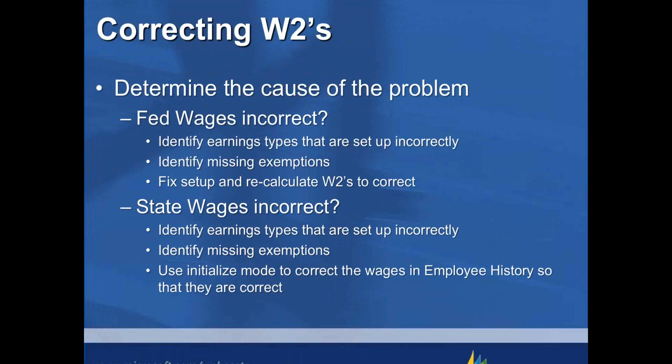If the state wages are incorrect, once again, you need to identify any earnings types that are not correct or missing exemptions, or perhaps too many exemptions, and then use the initialize mode to correct the wages in employee history so that they are correct. There is a part of the security setup for the screen that includes the initialize mode. So that's something you might need to do for whoever's working on this so that they have access to the initialize mode to make changes.